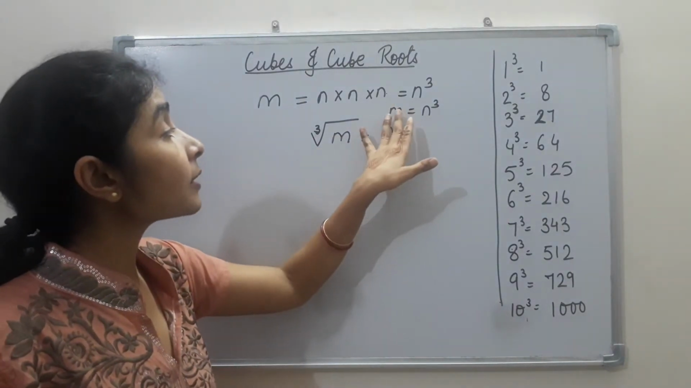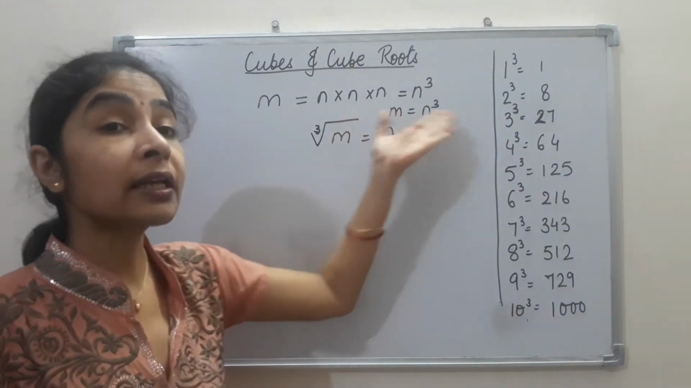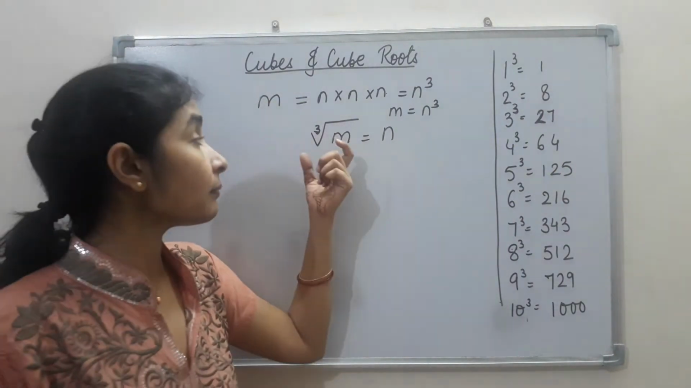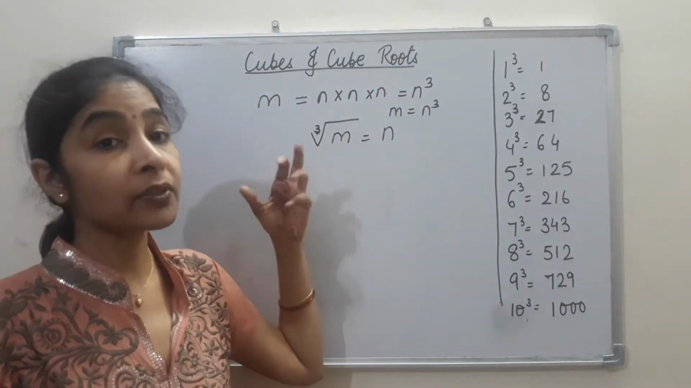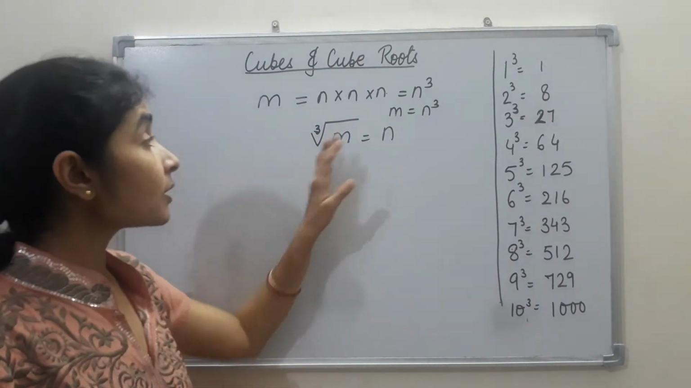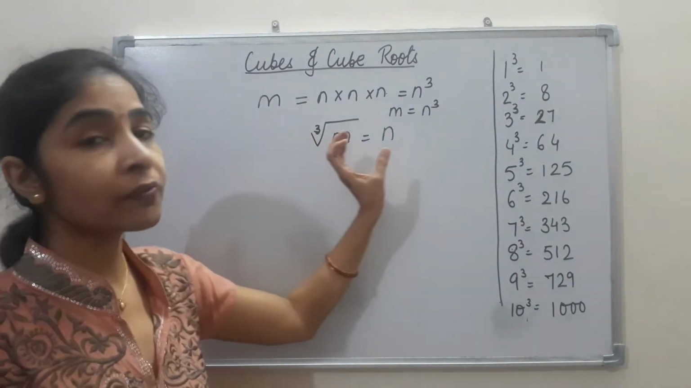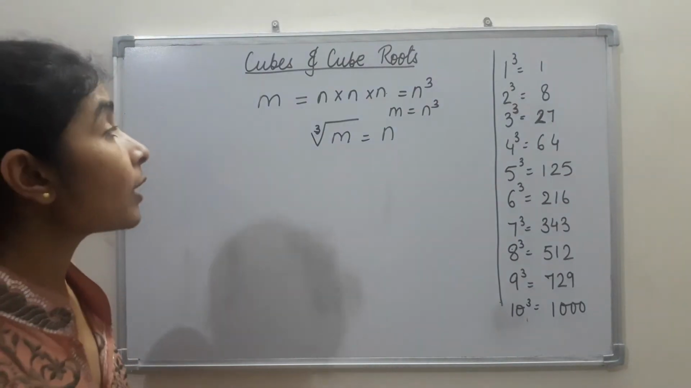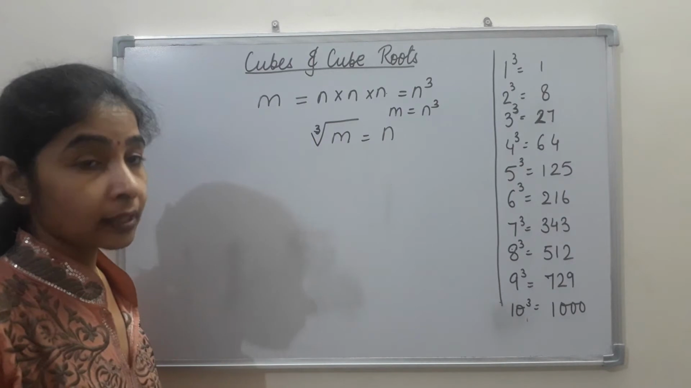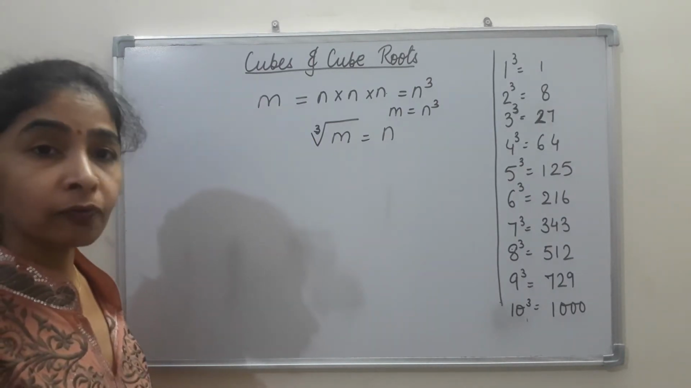That means we get m when we multiply n by itself 3 times. And for the cube root of m, we are supposed to find such a number which when multiplied by itself 3 times gives the number m. So m is equal to the cube of n, and cube root of m is equal to n. A number which can be expressed in the form of n into n into n gives us m, that means m is the cube of n.